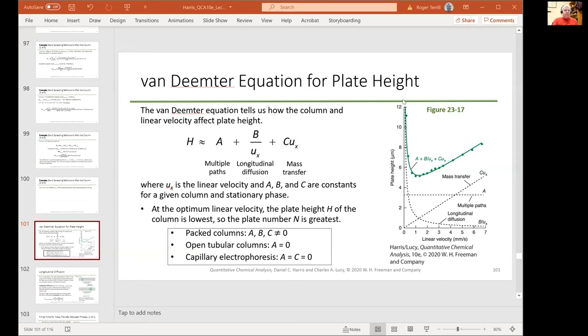Another thing I'd like to say about this is that only in GC can you go all the way through the descending and through to the ascending part of this curve. It so happens that in LC, at least in reverse phase HPLC and UPLC, for example, you are always on the left-hand side of this curve. Does that make sense?